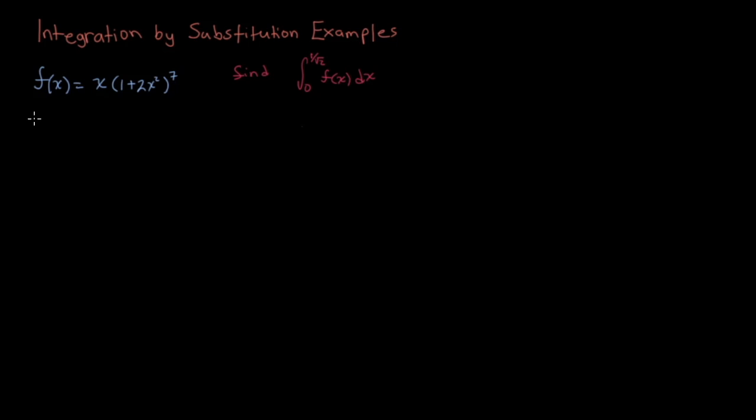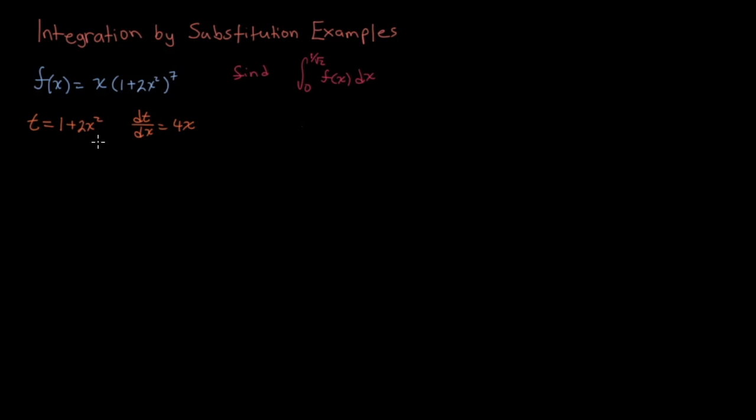Well, the first thing we're going to do is define our placeholder. We're going to let t equal whatever is inside this bracket, so t is going to be 1 plus 2x squared. The derivative of that, dt by dx, the derivative of t with respect to x, is going to be equal to 4x. Using our power rule, the 2 multiplies by that 2, and the exponent reduces to 1.